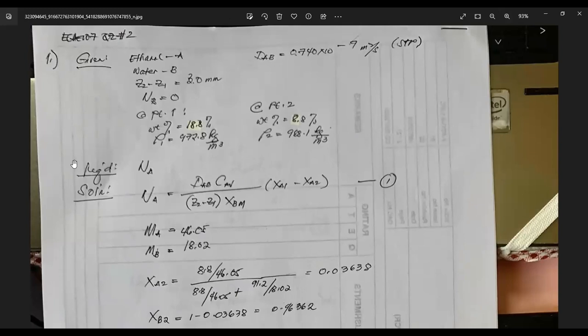So this is the solution for number one. I paste in here all the information, the diffusivity, the thickness, which I changed from 2 mm to 3 mm in the given problem. That's the only thing I changed, together with the weight percentages of ethanol, 0.1 and 0.2. So for 3 mm, you have the weight fraction of ethanol at 0.1 and at 0.2, with the same densities in here. You are after the steady state flux.